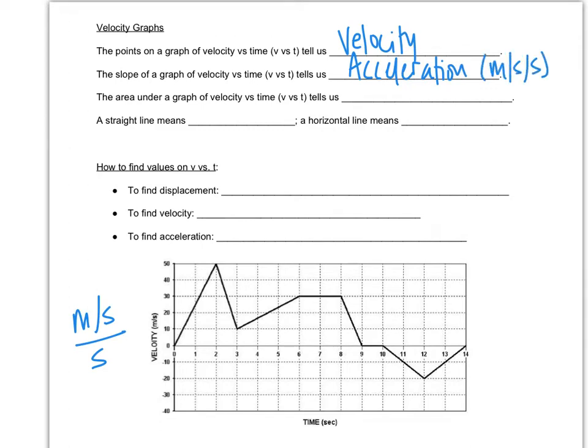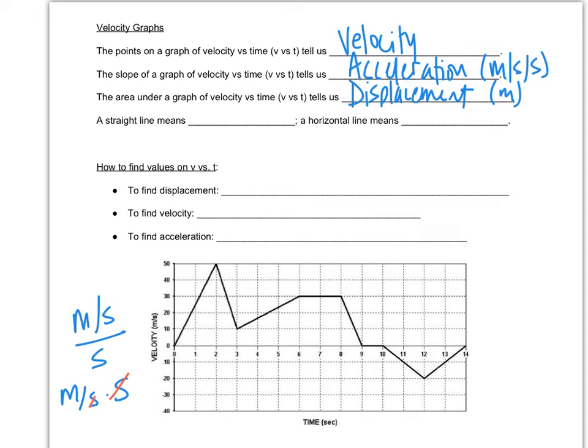The area would be calculated taking a rise value times a run value and then maybe a half or something like that, but the seconds part would cancel out and you would be left with just a value of meters. So the area gives us the displacement, or how far an object has traveled, and that should be measured in meters in most cases.